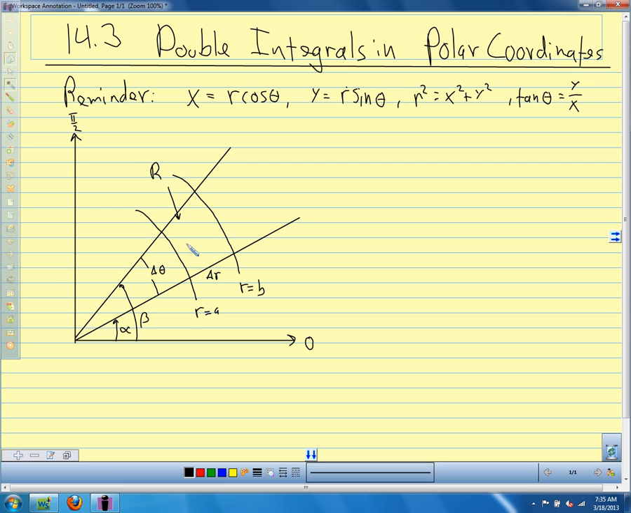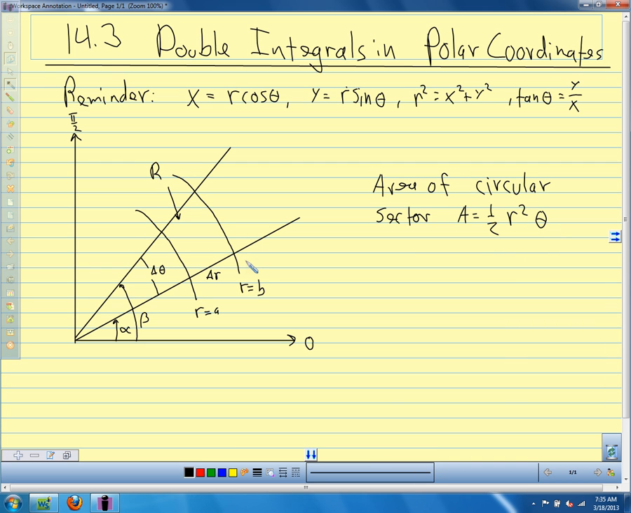So the area of a circular sector, not a ring yet. Just the sector, the area of a circular sector. If we have our angle as theta, the area equals 1/2 r squared theta. So if we just have a sector, that's going to be the area.